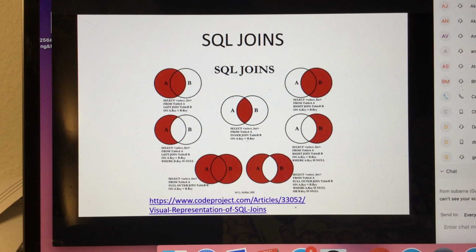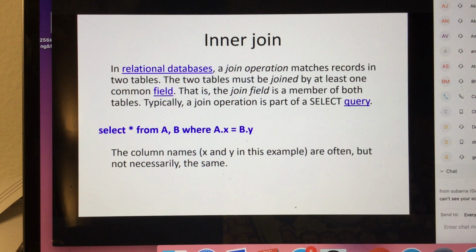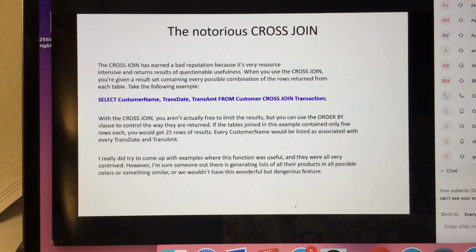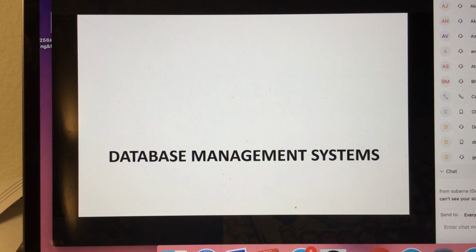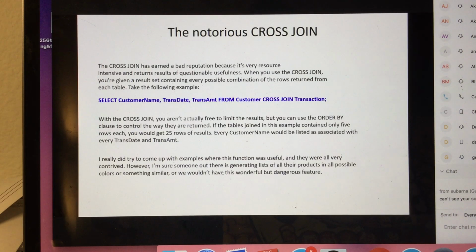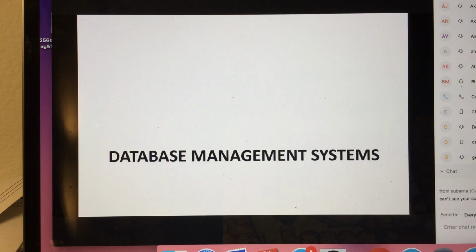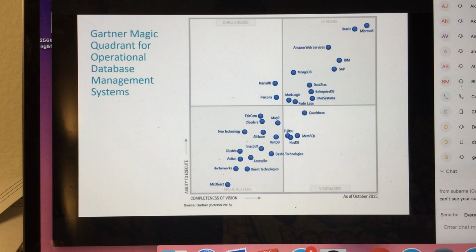What are the different types of joins, and how are they used? So we talked about the basics, basically inner, outer, cross. Those are the ones that are important and most commonly used.